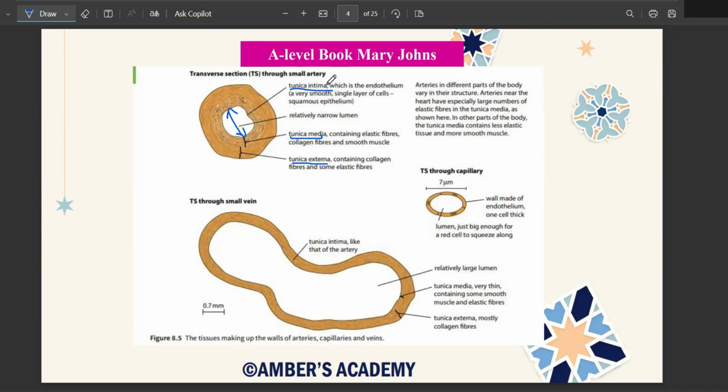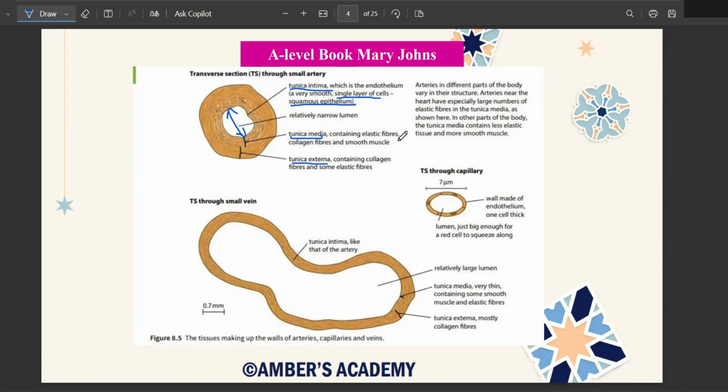For tunica intima, just remember that it has a single layer of cells, and those cells are squamous epithelium. This is the most important thing that you need to remember. Tunica intima of a small artery has a single layer of cells, and it is squamous epithelium in shape. This could come in paper one, where they give you multiple columns and ask what exactly is the composition of tunica intima. So this is why you need to remember this. Then you need to remember that an artery has a small lumen. Then you need to remember the tunica media.